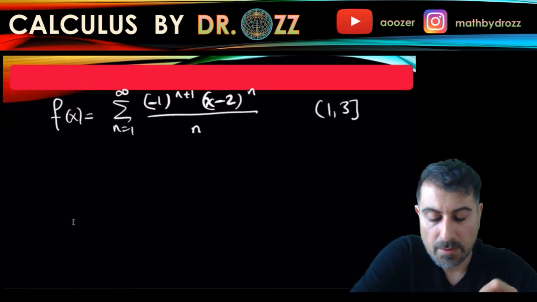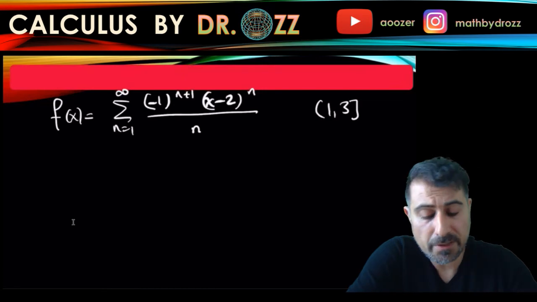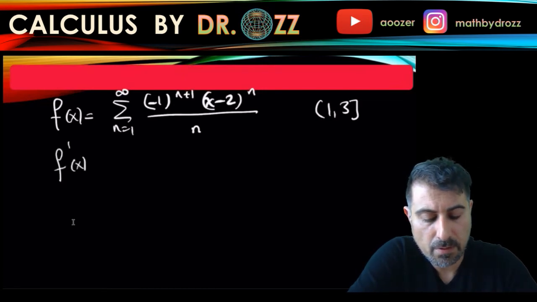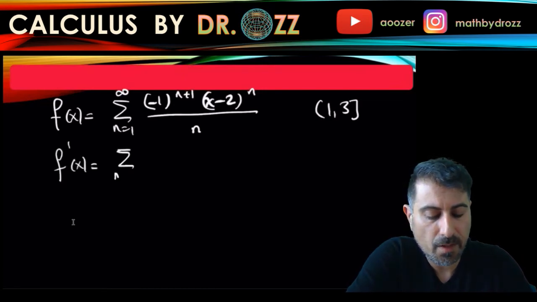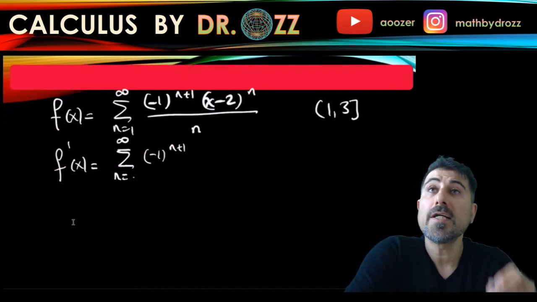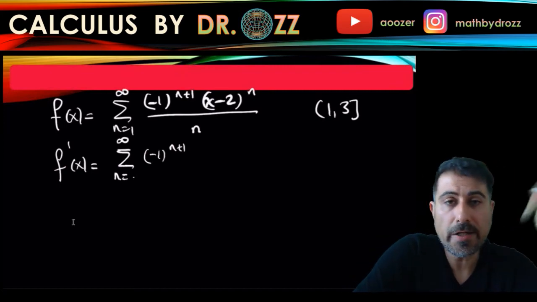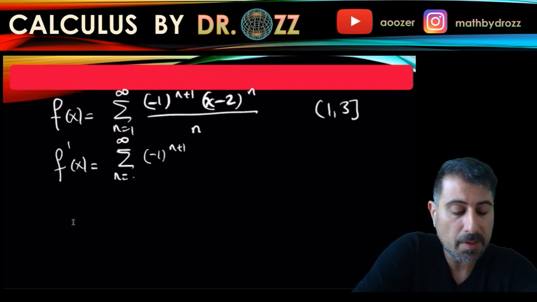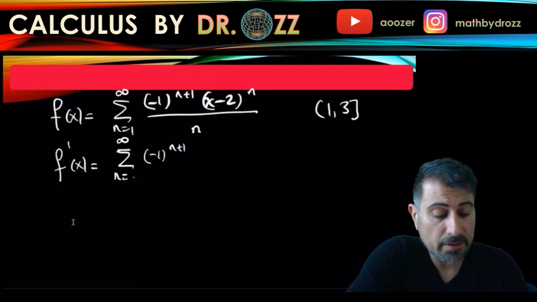So now I'm going to do term by term differentiation for f prime. Here we go. And let me just leave it blank for a second. Minus 1 to the n plus 1. When you differentiate x minus 2 to the power of n, n goes down, and you subtract 1 from the power, but you have another n down there, so they're going to cancel out.